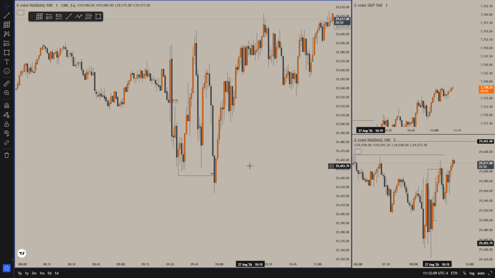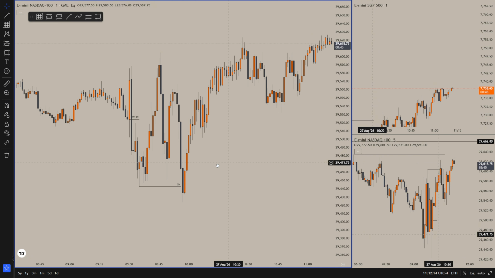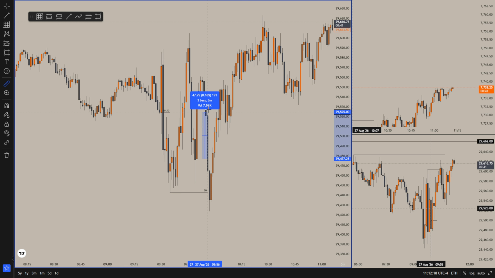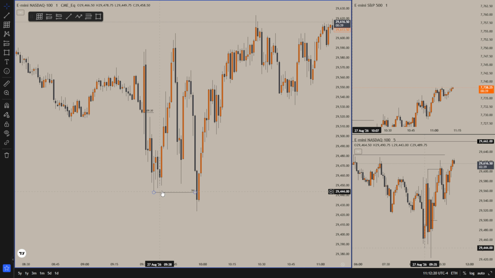I mean, it all comes down to discretion with rejection block. I mean, it's not something that I mastered, so I don't really care about them too much, but it's the displacement right here got me. Anyways, we get the stop hunt.